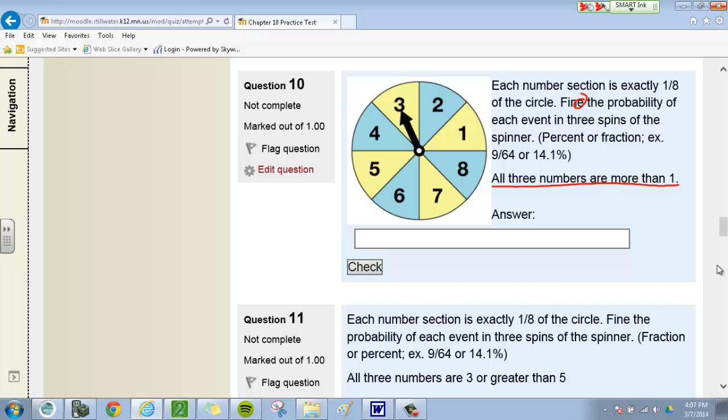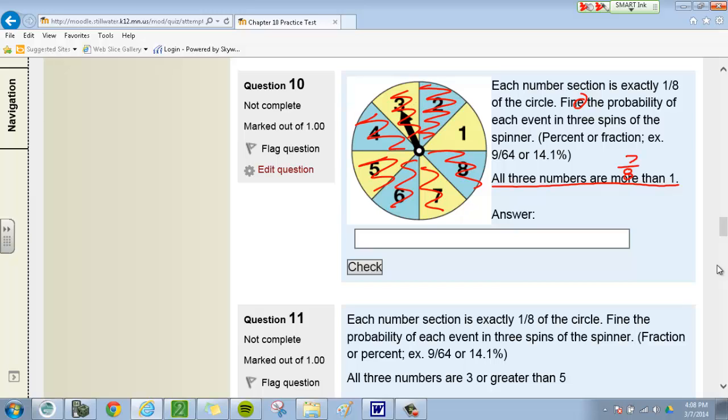Well, let's take a look at this. What we're going to do is shade all the ones that are more than 1. So 2 is more than 1, 3 is more than 1, 4 and 5 are more than 1, 6 is more than 1, 7 is more than 1, and 8 is more than 1. So if I were to spin this spinner, the probability of it being more than 1 would be 7 out of 8.